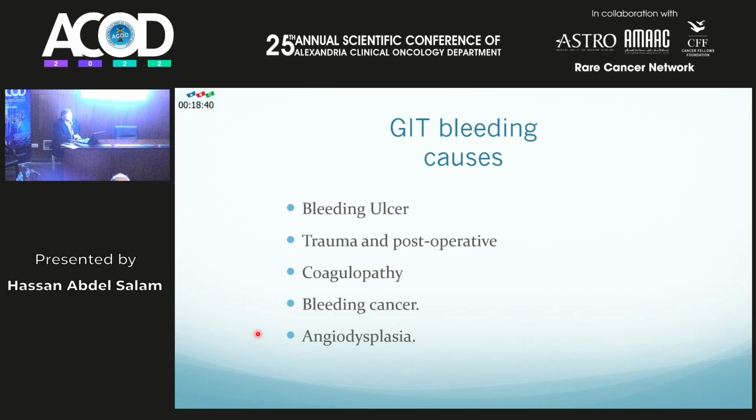As we said 5 minutes ago, GIT bleeding causes are bleeding ulcers, traumatic or iatrogenic bleeding, coagulopathy, bleeding cancers, and angiodysplasia. Bleeding cancer is not a common entity. However, it can be very life-threatening and difficult to manage as well.